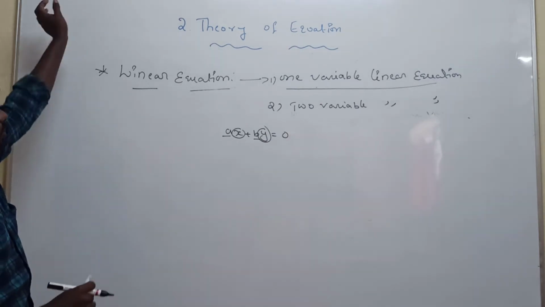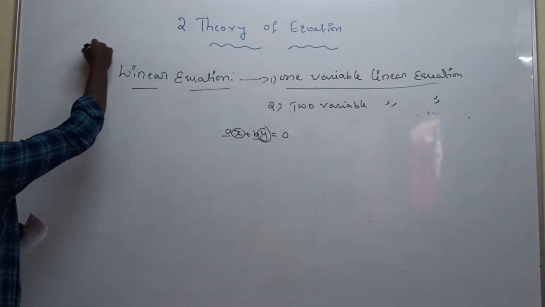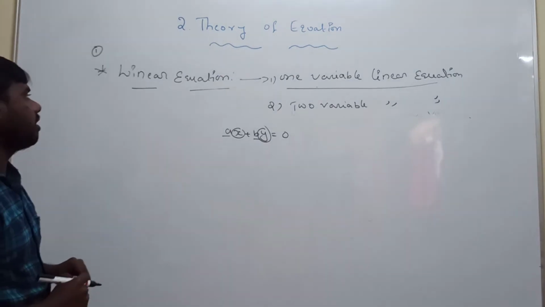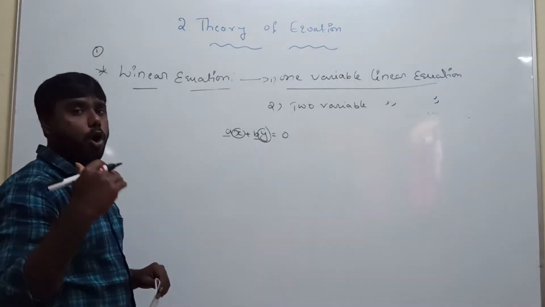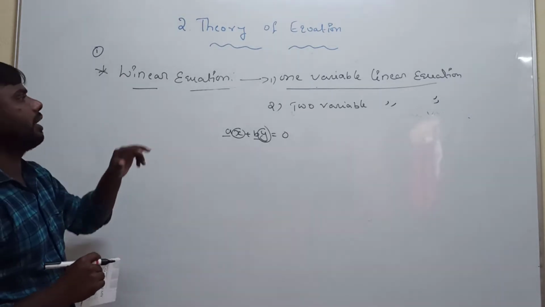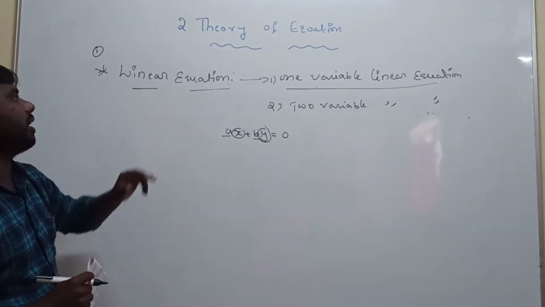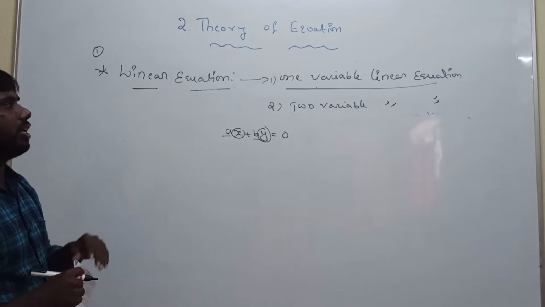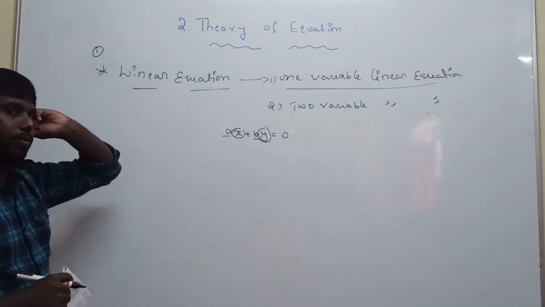Once again, a repetition. The first one is the linear equation. What is the definition of a linear equation? A polynomial equation of degree 1 is called a linear equation. There are two types of linear equation: one is the one variable linear equation, another is the two variable linear equation.